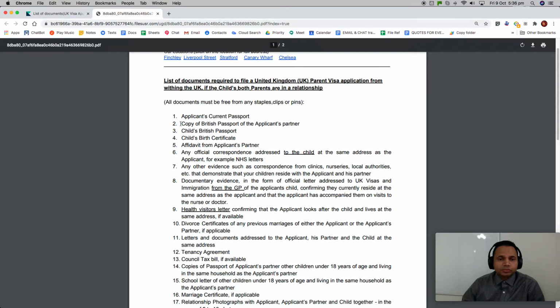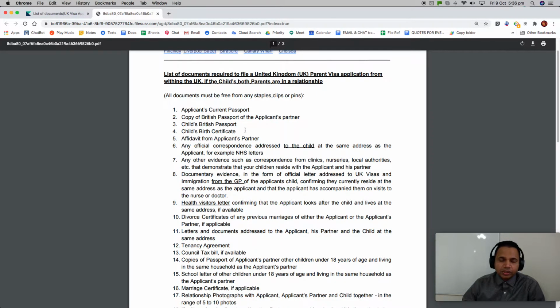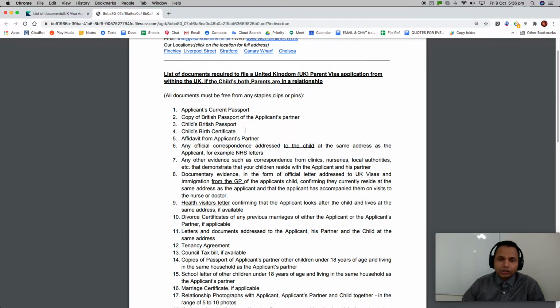Applicant's current passport, copy of the British passport of the applicant's partner. They are both in a relationship, and usually the other partner is British or settled. That's what we see most of the time. If that is not the case, but both parents still don't have a visa, we have also done cases where both parents don't have a visa in a relationship. It depends on a case-by-case basis whether one parent is given leave, both are given, or we even plan to ask them to wait 10 years and then get British citizenship for the child. If a child is born in the UK and lives in the UK for the first 10 years, that child can apply for British citizenship in his or her own right.